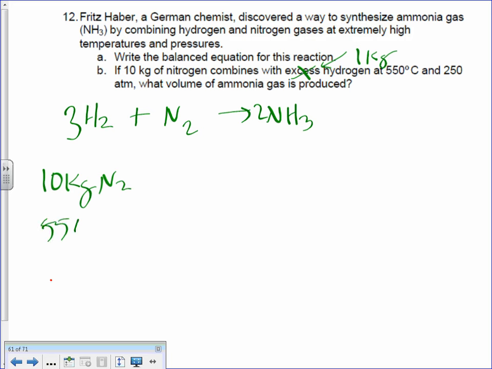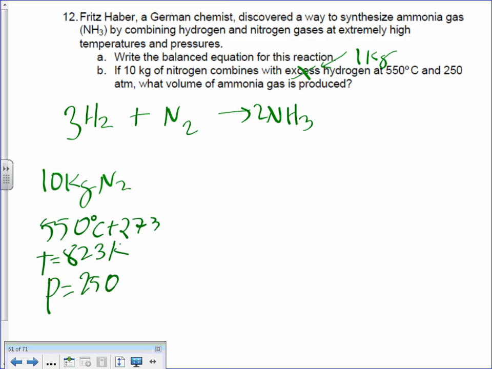550, what is that in Kelvin? 823 Kelvin, so that's our temperature. And then our pressure is, again, 250 atmospheres. So from our information here, we have temperature, we have pressure. What are we looking for? What's our volume? So the question is what volume is created, okay? So that's our question.